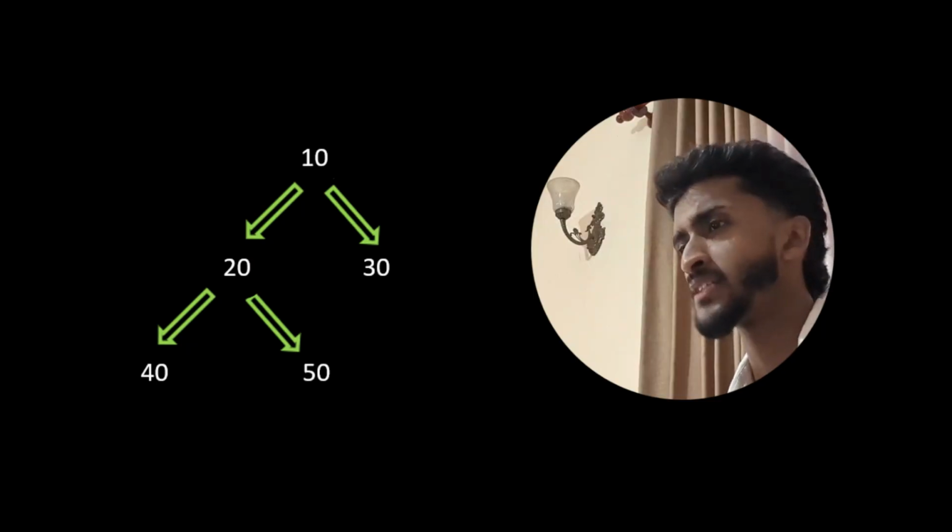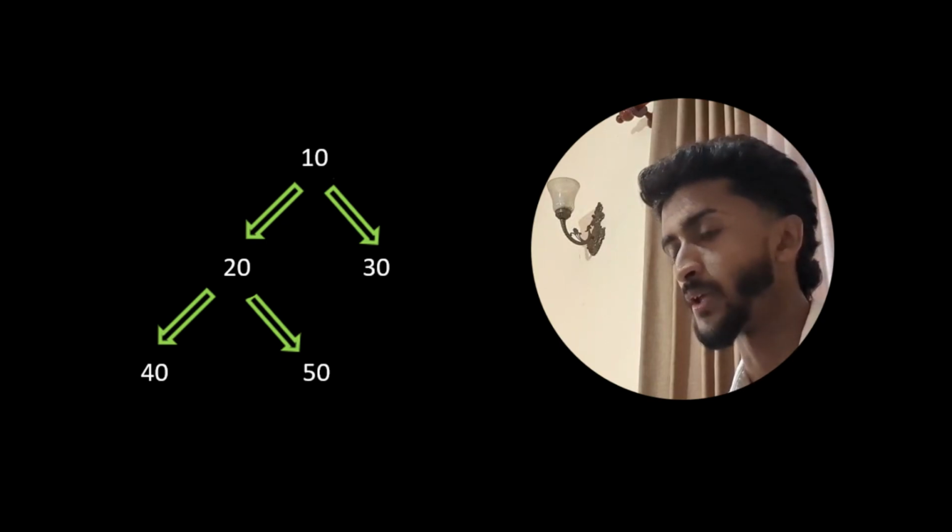Now let's take another example. Imagine a binary tree with values 10 as the root, 20 as the left child, 30 as the right child, and 40 and 50 as the children of 20.